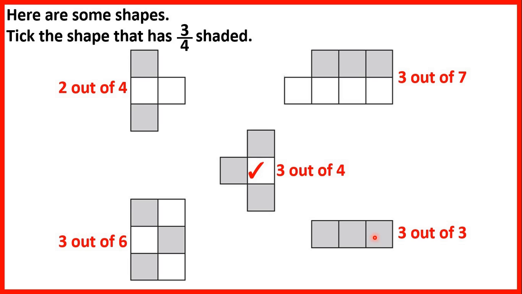And here we have 3 out of 3. So our correct answer is this shape here, because we have 3 shaded, so that's a numerator of 3, and we have 4 squares altogether, so that's a denominator of 4.